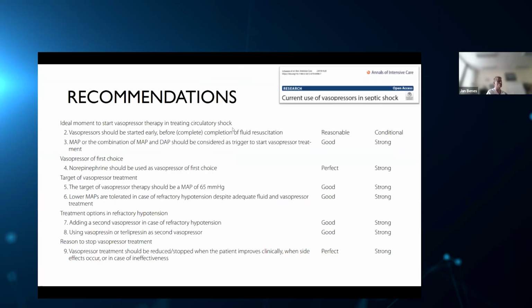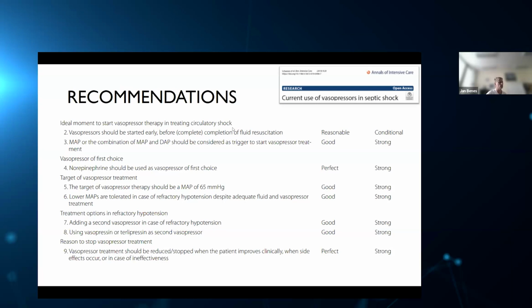So if I should sum up this part on recommendations on how to use vasopressors, I really invite you to find this article by Thomas Sheeran on the current use of vasopressors, and you have a summary of what we've been discussing: that norepinephrine is definitely the drug of choice, what the targets are, and that adding vasopressin may be a good recommendation.